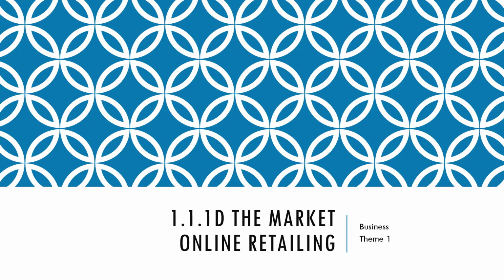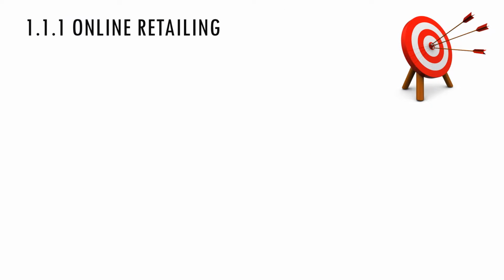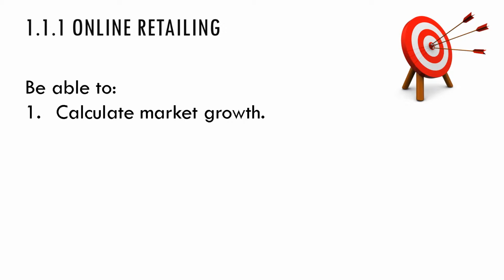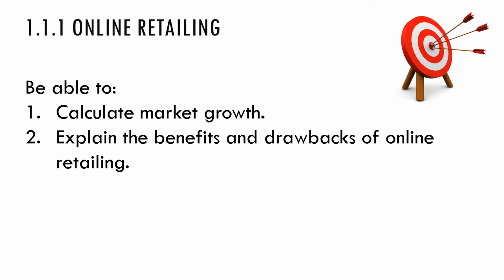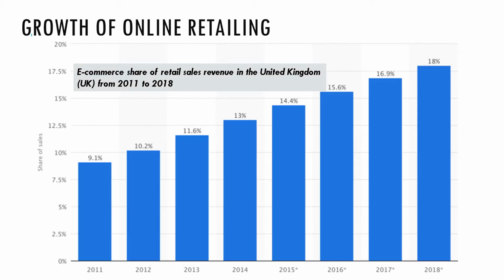Hello and welcome to this presentation for A-Level Business Theme 1, and this presentation is on 1.1.1 Part D, the market, and it's going to focus on online retailing. So what do you need to be able to do? First, you need to be able to calculate market growth, and second, you need to be able to explain the benefits and the drawbacks of online retailing.